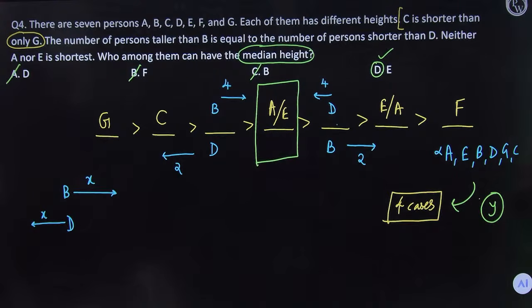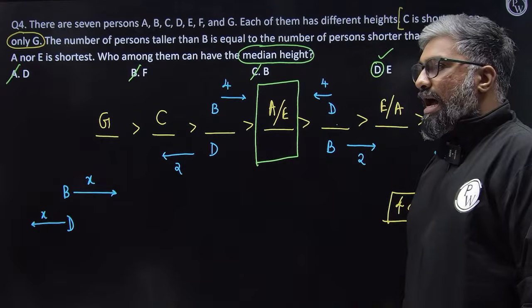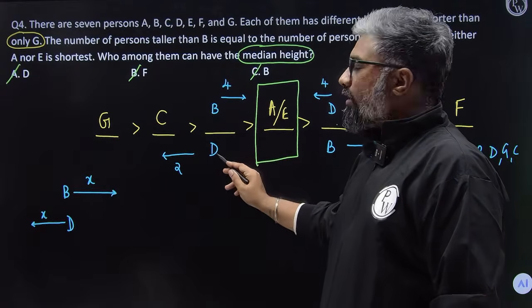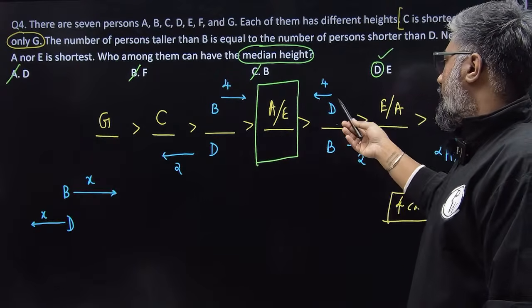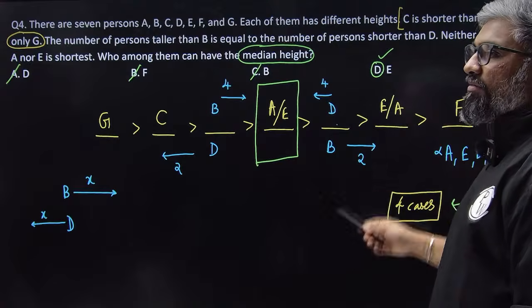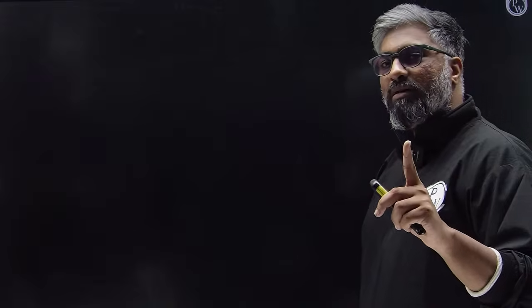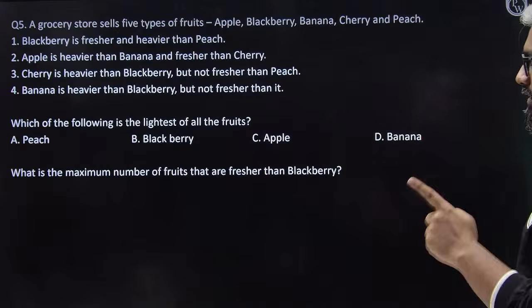Yes. Beautiful, very good. G. Okay, so this is G, C. This is either B or D, A or E, D or B, E or A, F. Four cases. Okay, very good. Let's do one more easy one and then we'll jump off to that previous year question. Try this one.